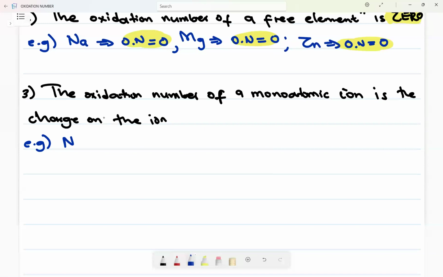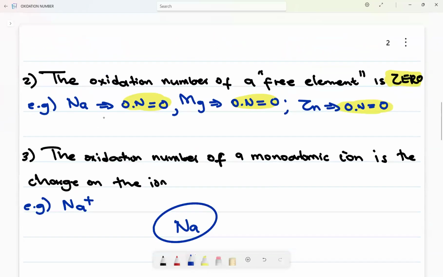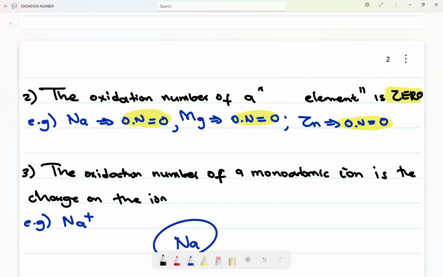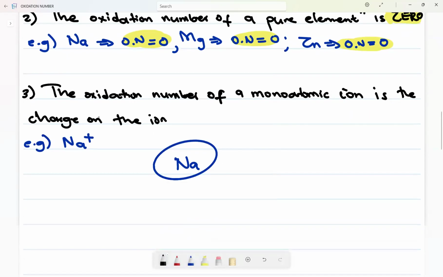Big words I know, but an illustration will make things simpler. If I have Na plus, this is what I refer to as a monoatomic ion. It's no longer an element. An element is just pure. The oxidation number of this one, remember, we just say plus one. It should be plus one.